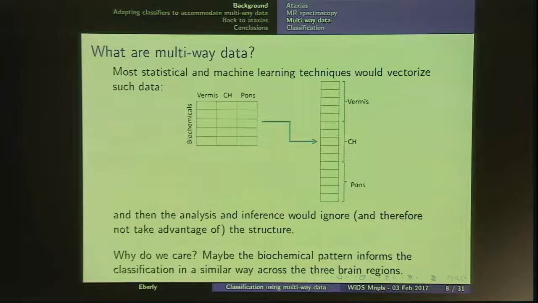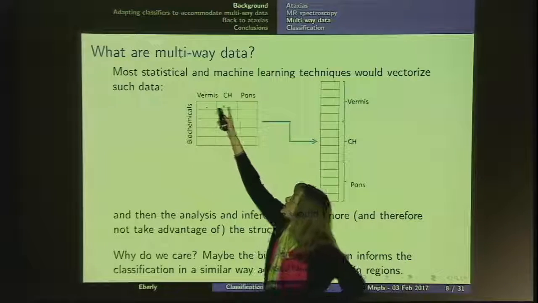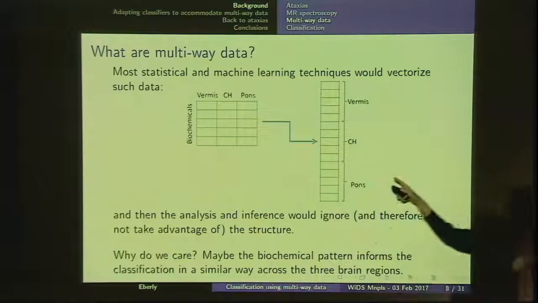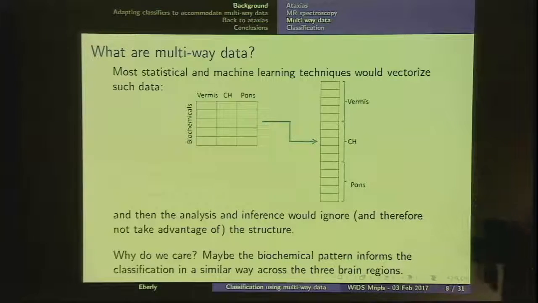So most statistical and machine learning techniques would take what is inherently a data matrix, where I have each of my many biochemicals in each of my 3 brain regions, and vectorize it. Just stack all the values on top of each other, and then ignore the underlying structure. Would not pay attention to it at all.